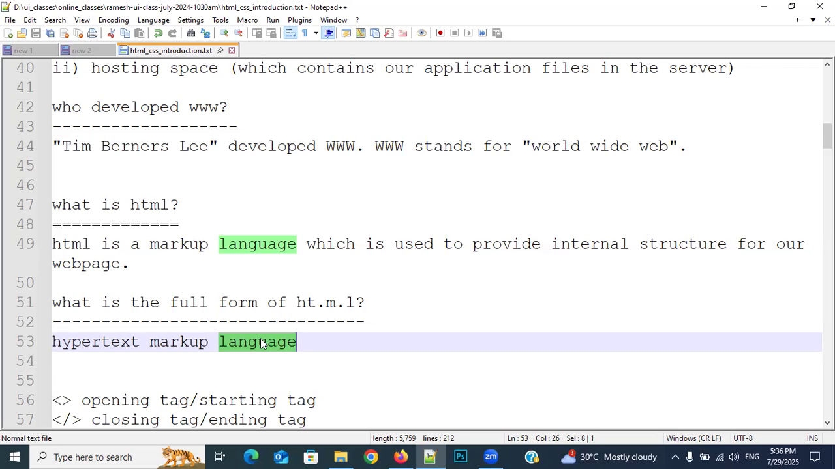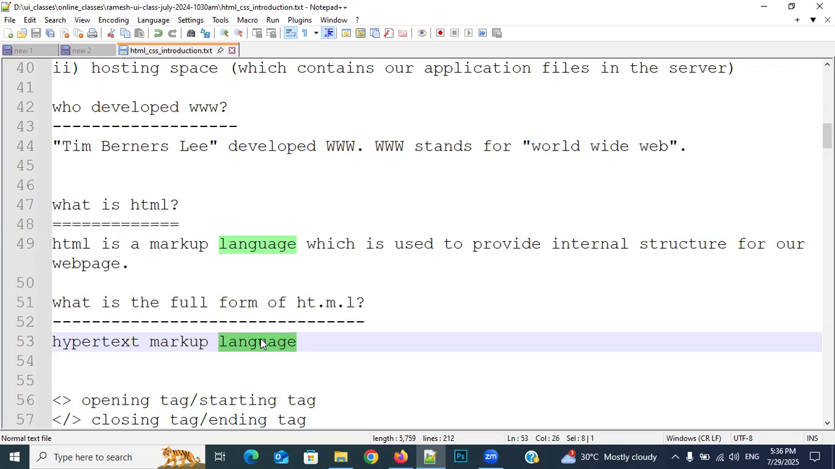For example, I will write: come, go, there, here. Is this a proper sentence? No. What is the correct sentence? Come here, go there. See, the words are the same, but we need to use them in the appropriate place. That is called grammar. So a general language contains alphabets and words. Words make sentences, and sentences should follow grammar.